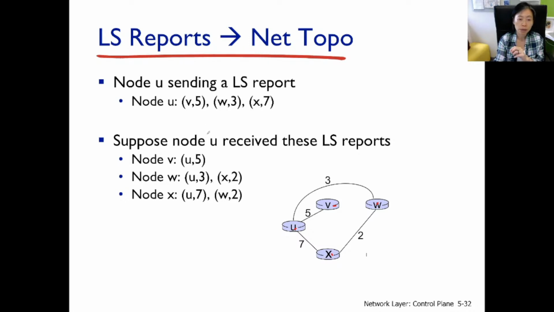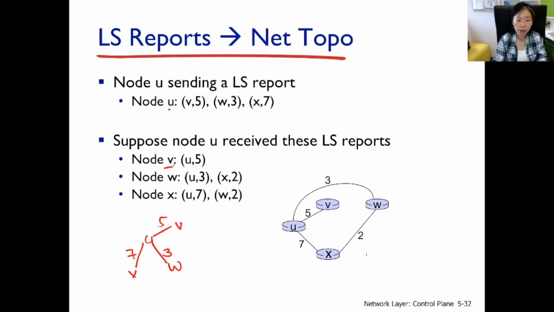Therefore, node U here is going to receive the link state reports from V, W, and X, which we know already look like this. The way to restore the network topology is this. Node U knows the local information. It connects to V, it connects to W, it connects to X. Costs are 5, 3, 7.